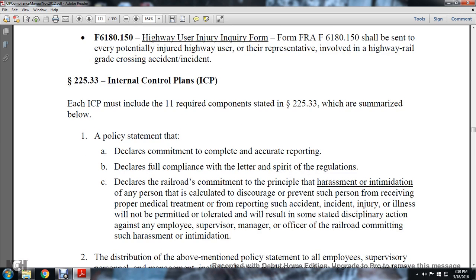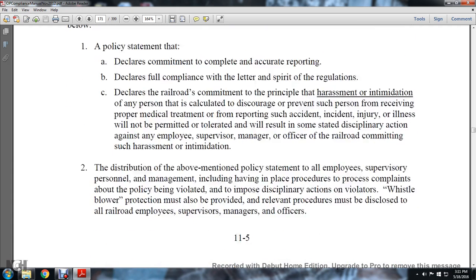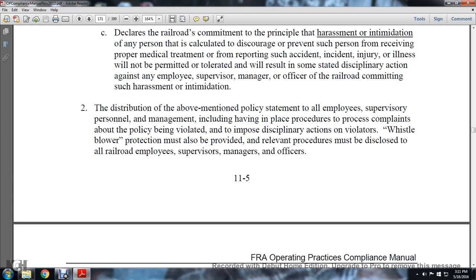225.33, internal control plans. The internal control plan includes 11 requirements as stated by the statute, which are summarized below. 1. A policy statement that declares the commitment to complete and accurate reporting, declares full compliance with the letter and spirit of the regulations, and declares the railroad's commitment that harassment or intimidation of any person calculated to discourage or prevent such a person from receiving proper medical treatment, or from reporting an accident, incident, injury, or illness, will not be permitted or tolerated, and will result in disciplinary action against the employee, supervisor, manager, or officer of the railroad committing such harassment and intimidation. 2. The distribution of the above-mentioned policy statement to all employees, supervisors, and management personnel, including the procedures, processes, and complaints, and other policy violations to impose disciplinary action on violators.